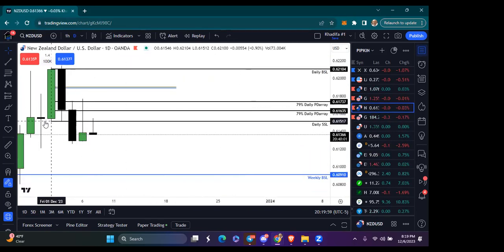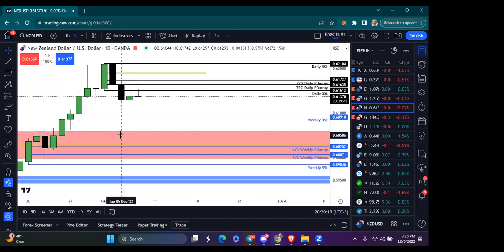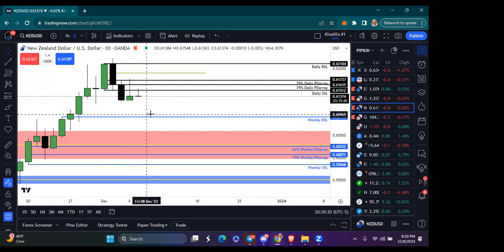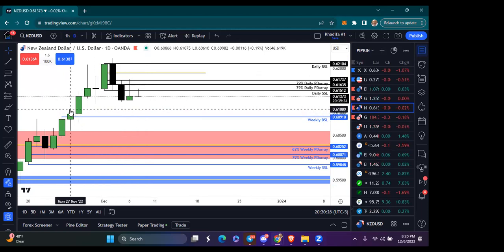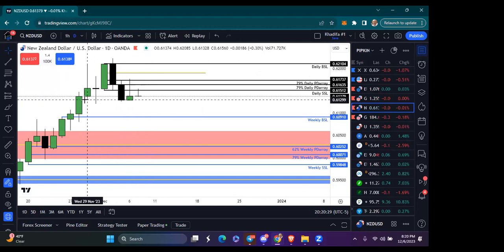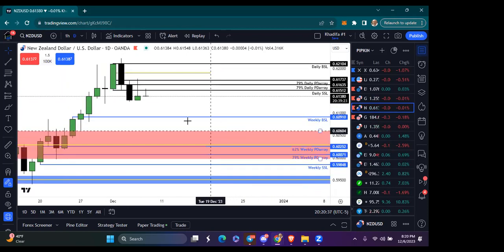Same thing for NZD USD. We got that break and close below that daily sell side liquidity yesterday. Price mostly pulled back today for NZD USD, but as you can see, we still close below those levels. So I do expect price to pull down to retest, first, fall down inside of this daily fair value gap, right? And see if we can run down to retest the weekly buy side liquidity.